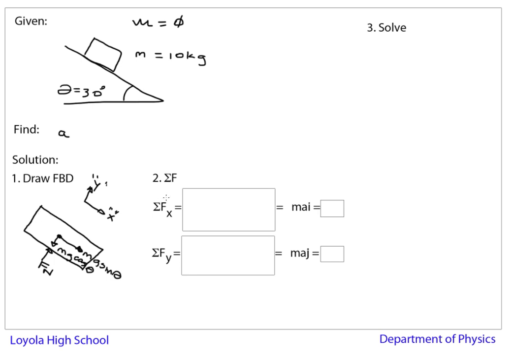Step 2, sum of the forces. So I'm going to draw my positive x-axis this way, and my positive y-axis this way at an angle. And so in the x direction, I have one force, mg sine theta. And in the y direction, I have Fn minus mg cosine theta.